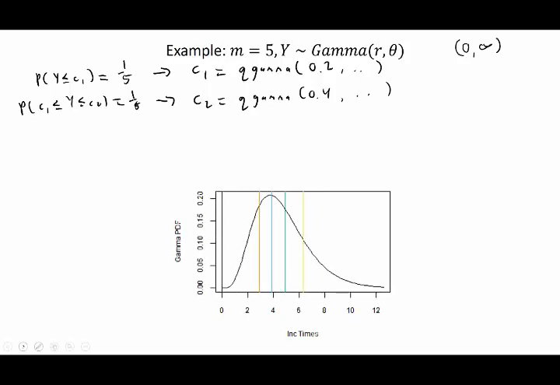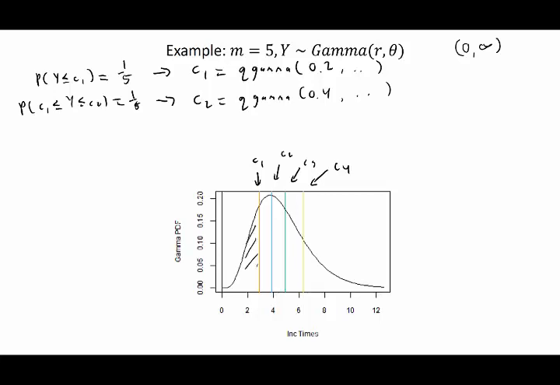So in this curve, the first black line is just the lower bound on the range of the gamma distribution. So this orange line is going to be C1. That's the 20th percentile. The blue line is going to be C2. The green line is C3. And the yellow line is C4. Notice that this doesn't in any way do an equal partition of possible incubation times, but what's equal is the area under the curve between each of these cut points.